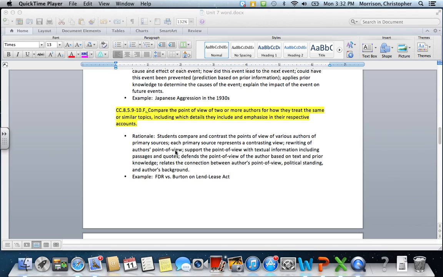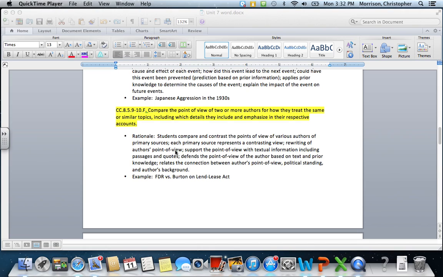So students had a chance to read the primary source they were assigned, and based on it, they were to create a point of view from the author. So this is FDR, and this is his point of view of why Lend-Lease is needed right now during the early stages of World War II. And students on the other side did the opposing point of view.